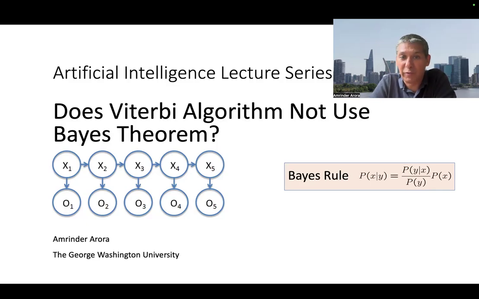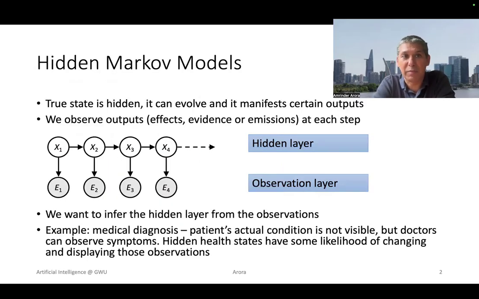And HMMs have very, very wide applications. This is usually what an HMM overall looks like: there's the true state, which is called the hidden layer. It can evolve. It has a certain transition probability, and it has a certain correlation with the emissions. So we observe those outputs. We also call them effects or evidence at each step. And using those observations, we want to make some inferences about the hidden layer. Again, there are many applications of HMMs.